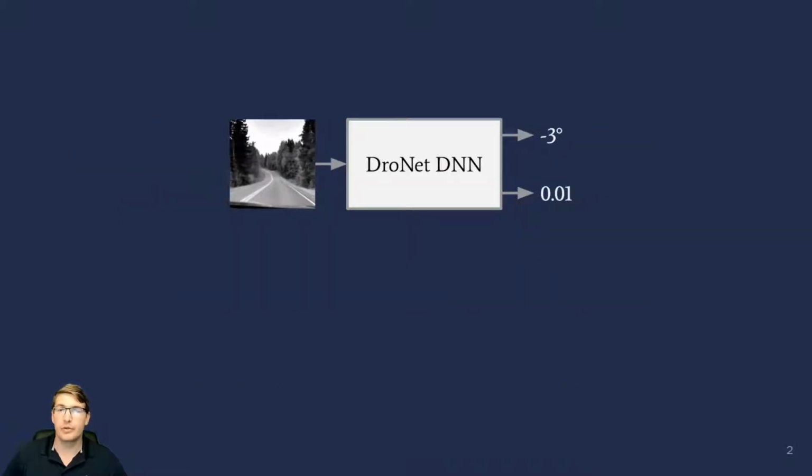Deep neural networks are increasingly being applied in safety-critical domains. The DroNet model is trained on driving data to autonomously pilot a UAV, inferring a steering angle and probability of collision from a given black and white image.